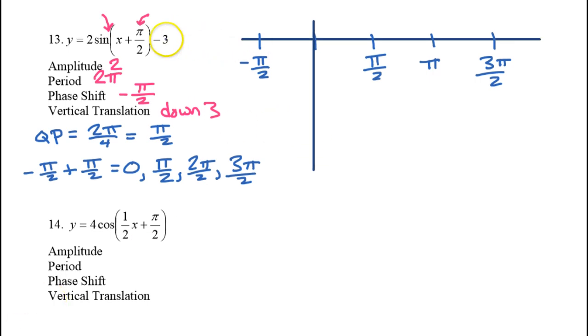Now we have this vertical shift going down 3. So I'm going to go 1, 2, 3. So here I am at -3. Now the amplitude is 2. So that means I'm going to need to go 2 up and 2 down. Actually, let's go ahead and put a dotted line representing the midline. All right, that's important.